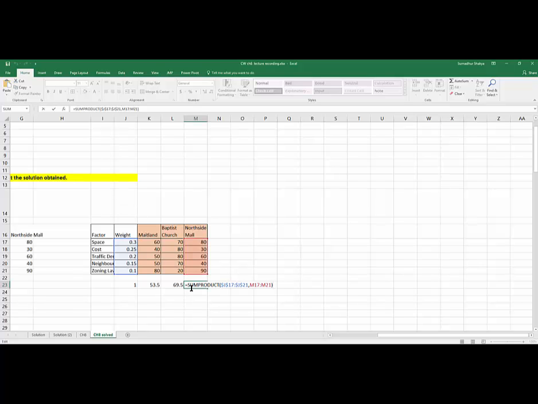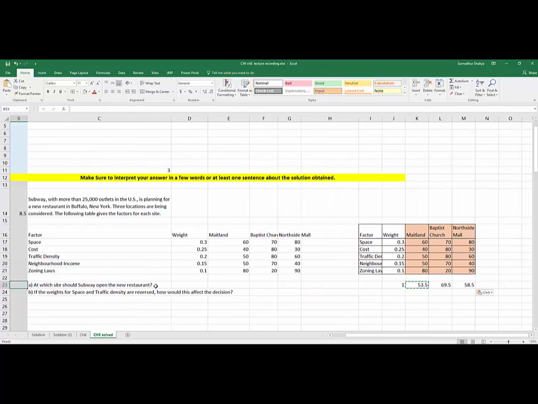Given this, since this is the score, three locations are being considered, and the following tables are the factors for each site. In this case, the higher the score, the better it is. So in this case, Baptist Church seems to be the best location so far.